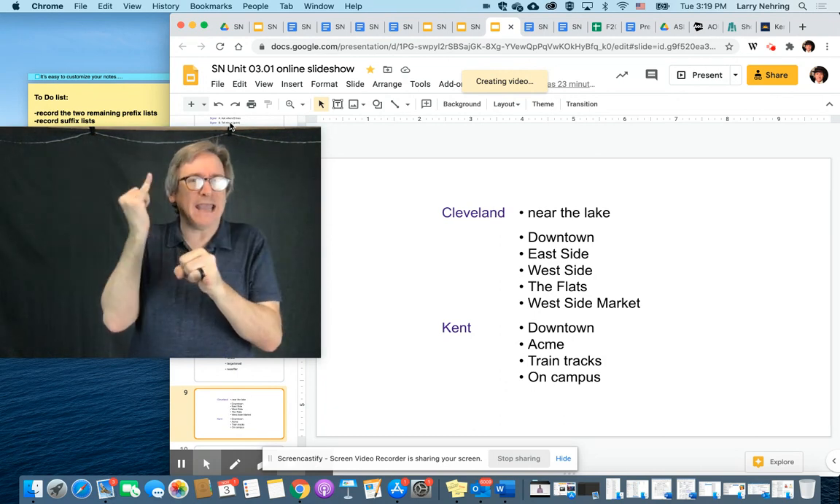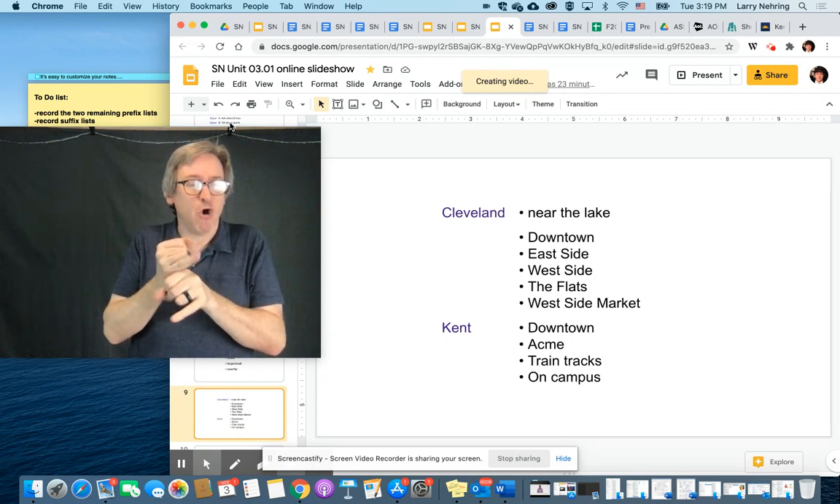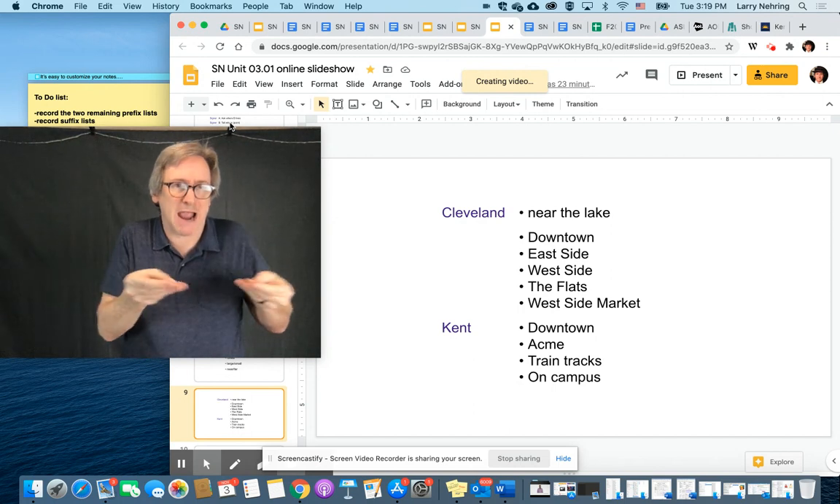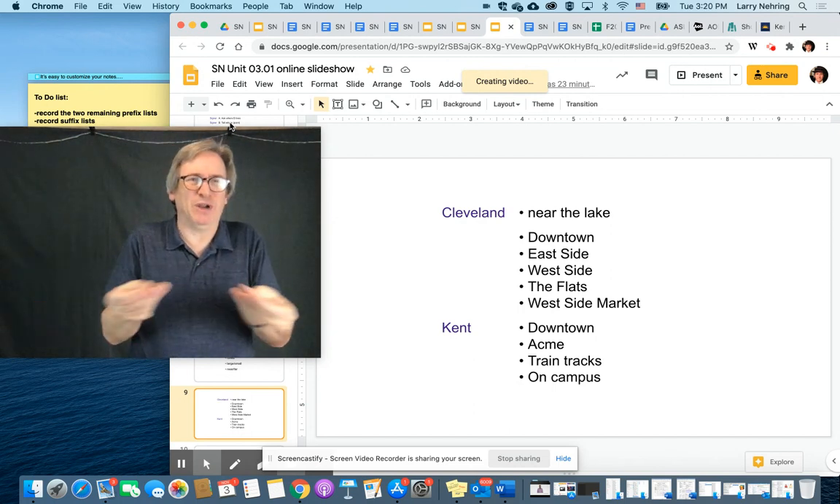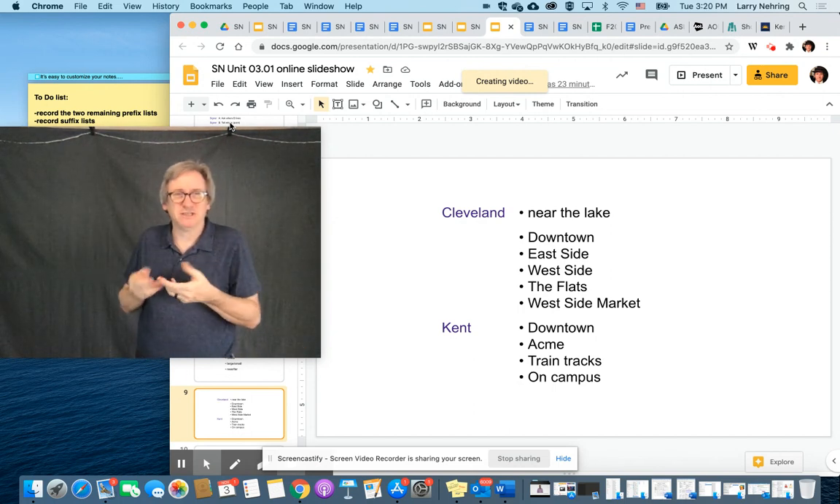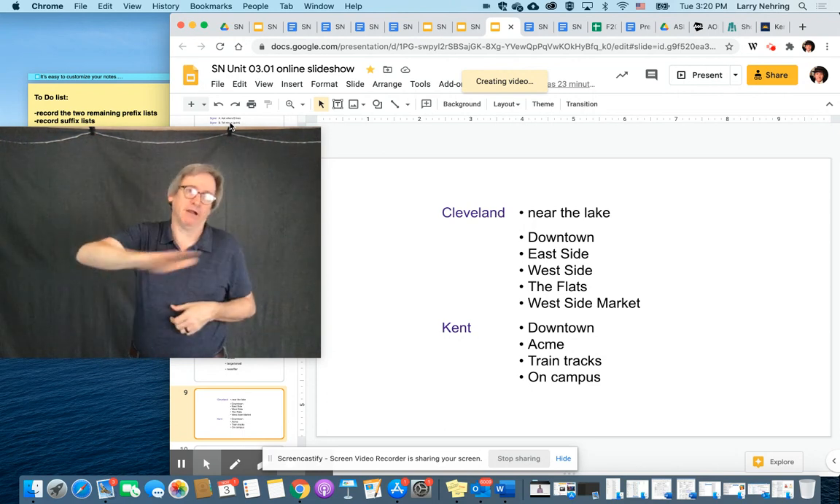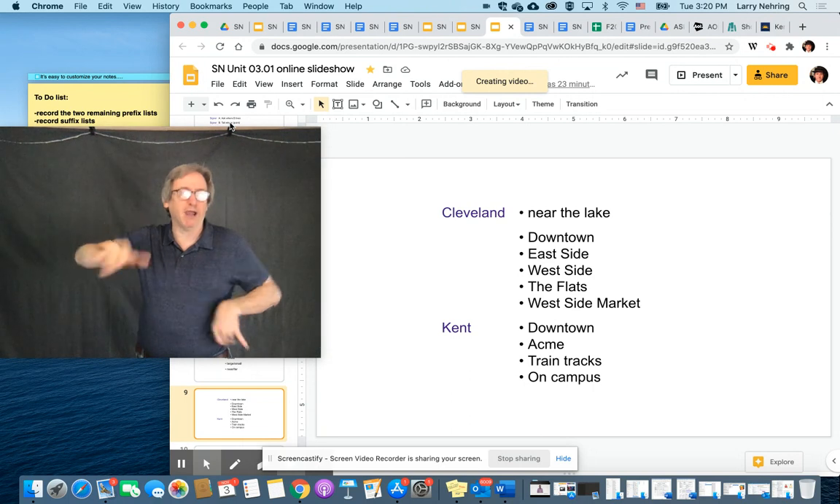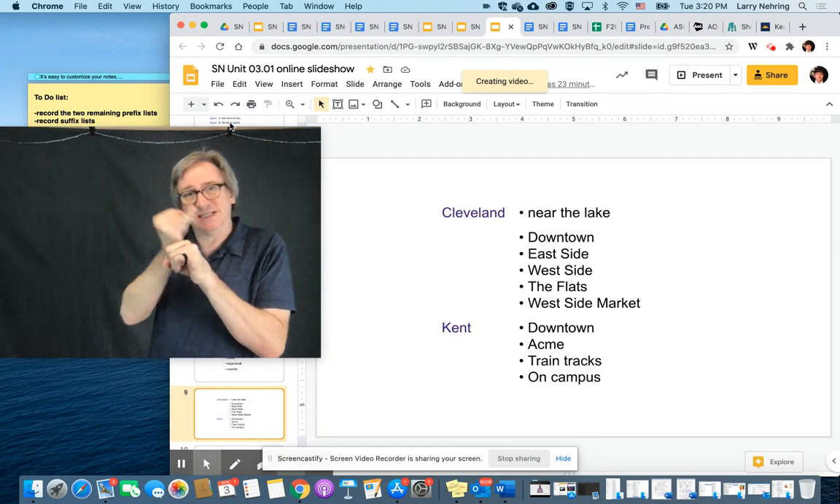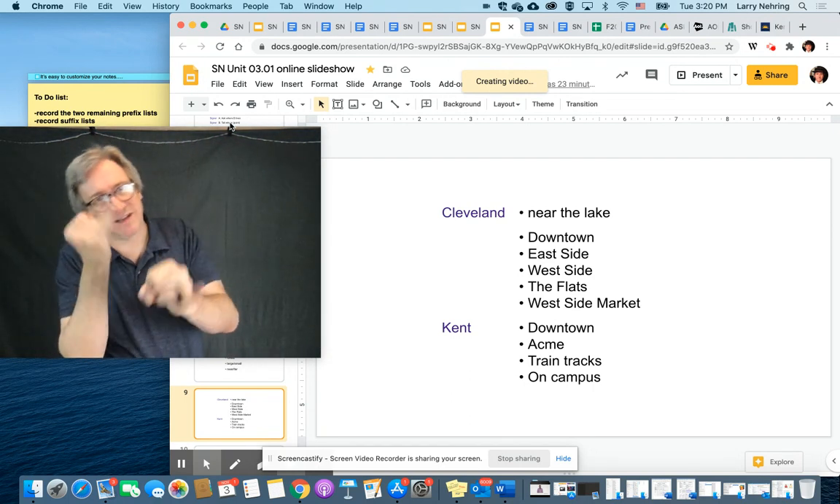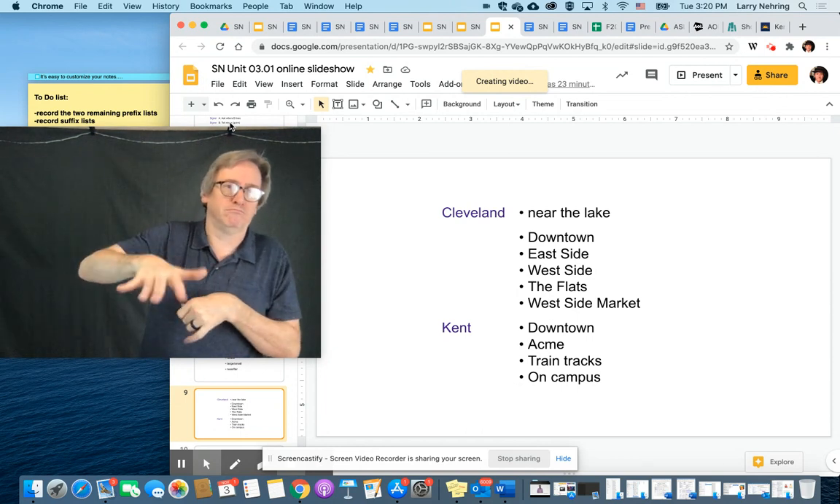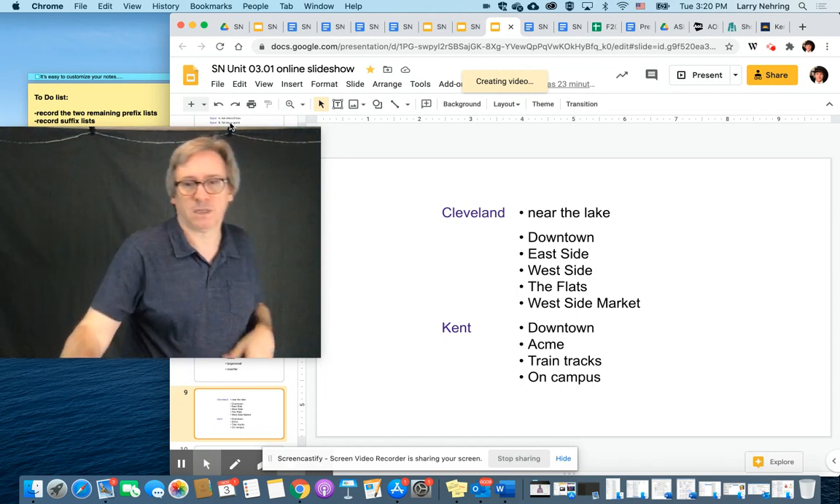Or on campus, we'll usually use this, or college ground. Ground is kind of weird because we're not really talking about the dirt. So area is better. That college area, KSU area. And oftentimes people use this for campus, sign for the deaf school, but meaning the school itself.